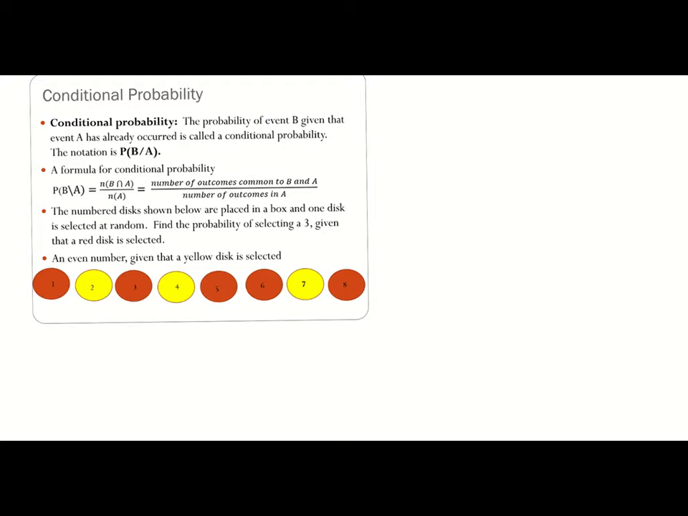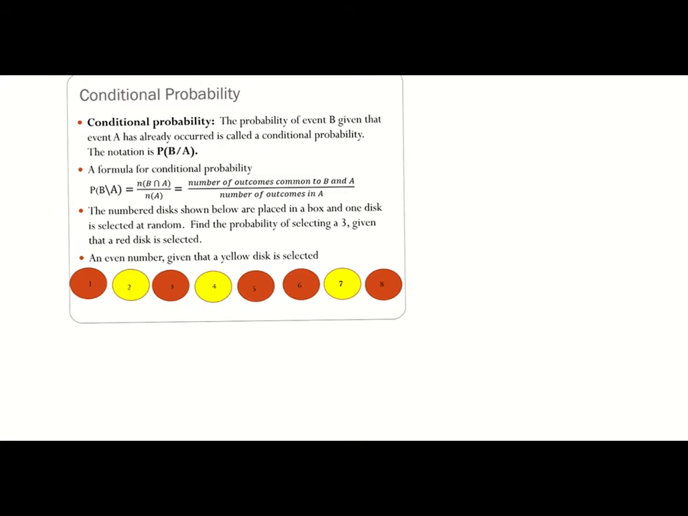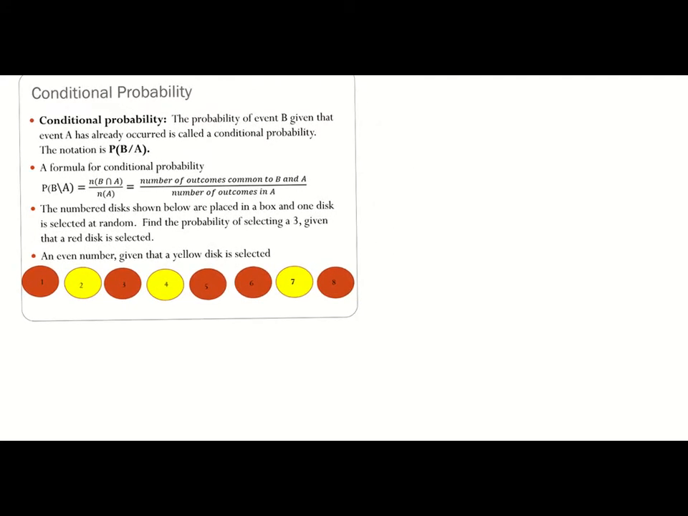Okay, so here we're going to look at conditional probability. Conditional probability is the probability that event B happens given that A has already occurred. So your A here is always going to be your denominator.